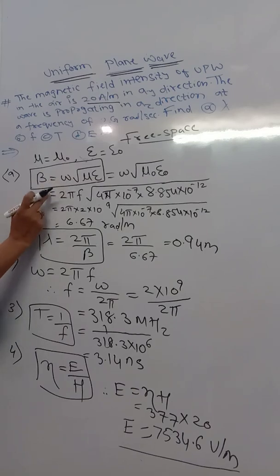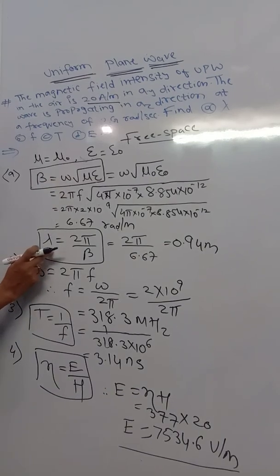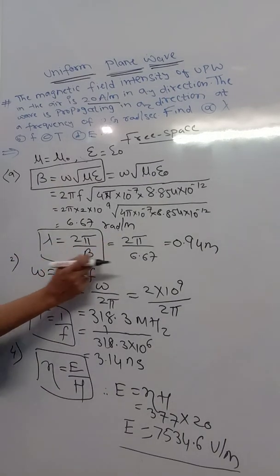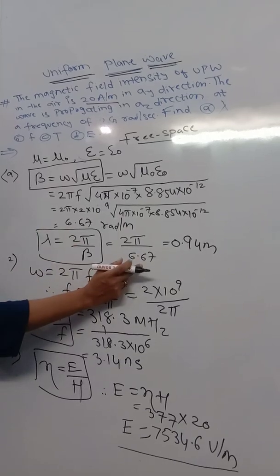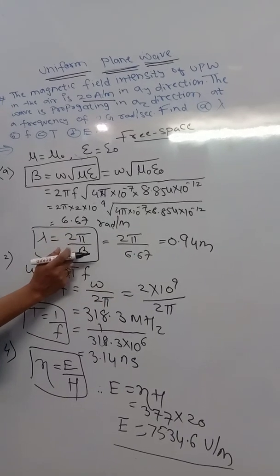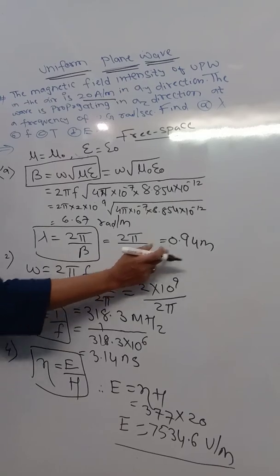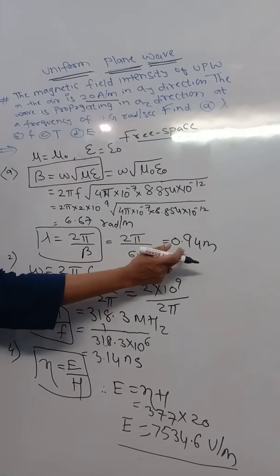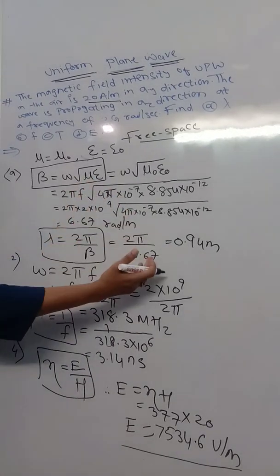Why have we done this? Just to calculate my wavelength, lambda, which is equal to 2 pi by beta. Substitute the value of beta, 6.67, because it is 2 pi divided by beta. So you will get 0.94 meter. Just cross verify with the help of the calculator.